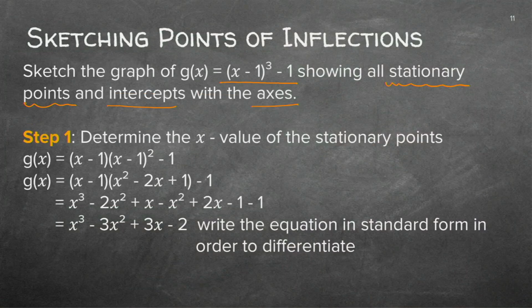So the first one is determine the x value of the stationary points. First, you need to factorize to get your standard form before you can differentiate. You can't really differentiate from that point on. So you need to factorize, and in the end, your answer will be x to the power of 3 minus 3x squared plus 3x minus 2. Just do it step by step in order to get to your answer.